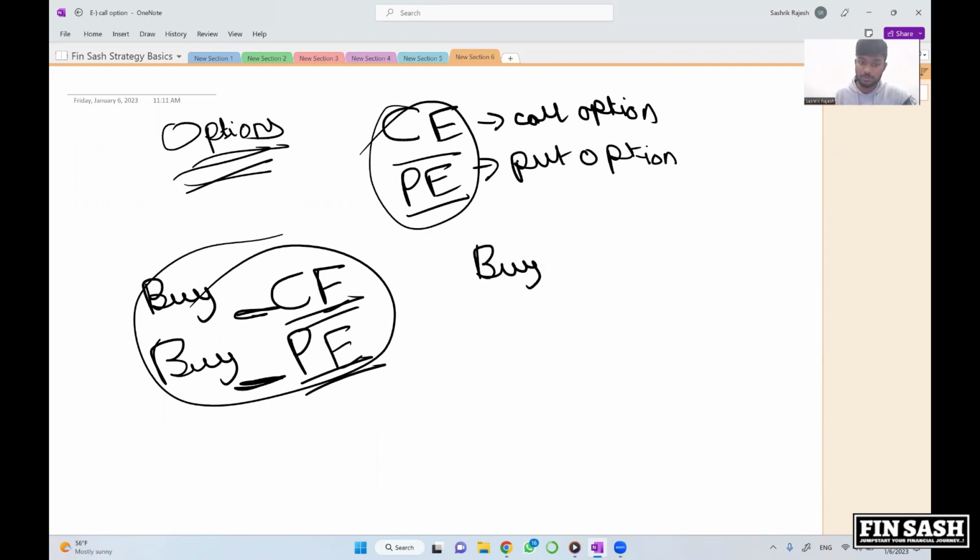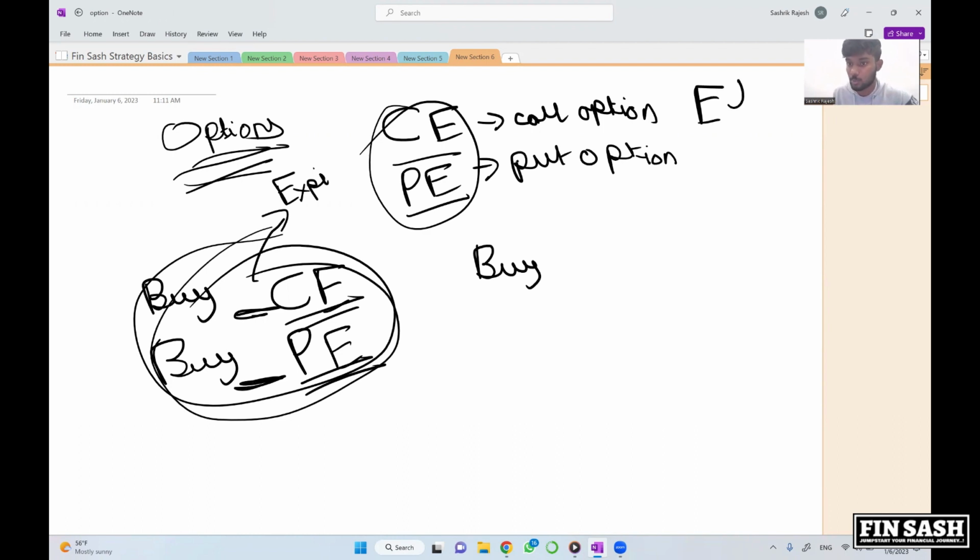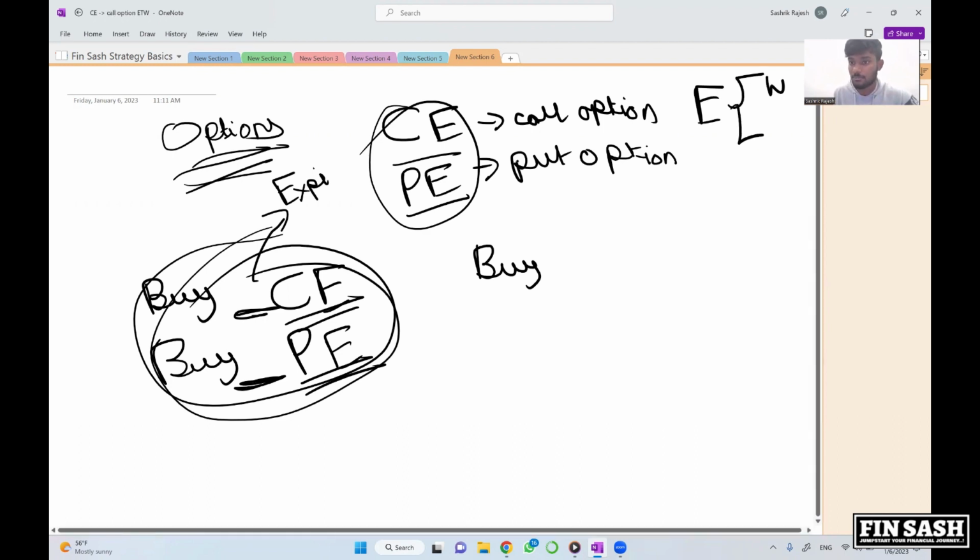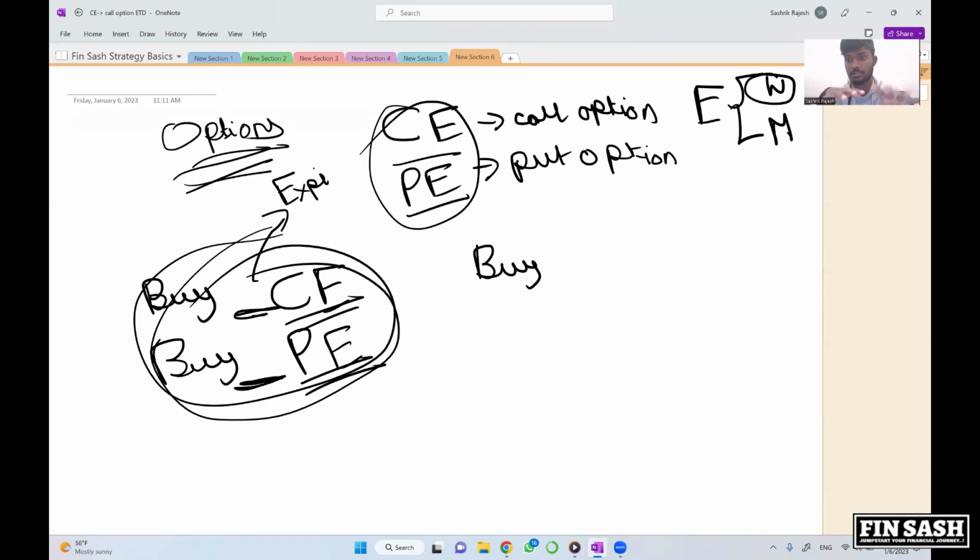And there's one more thing for options, which is that the option expires. There's a weekly expiry and a monthly expiry. What does an expiry mean? The option contract is squared off, it's not valid anymore. That's what an expiry basically means.